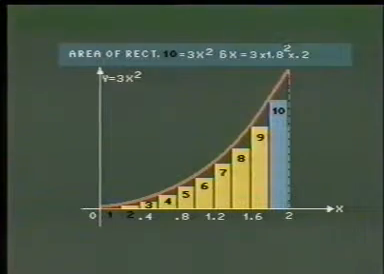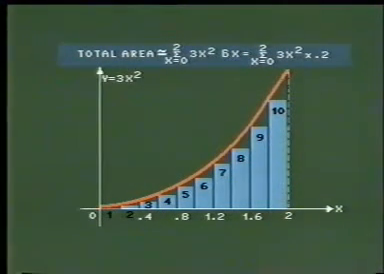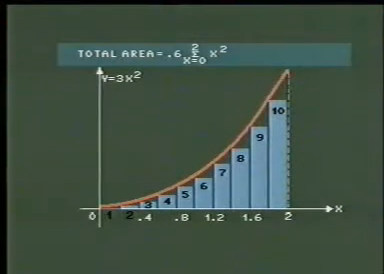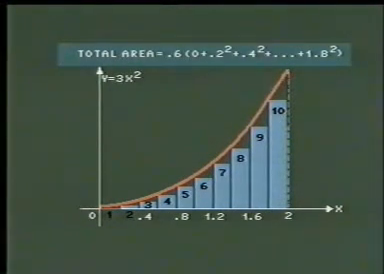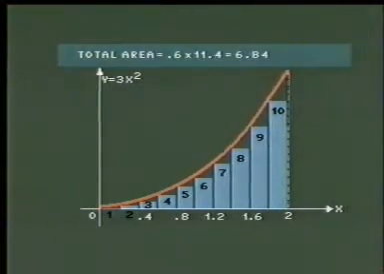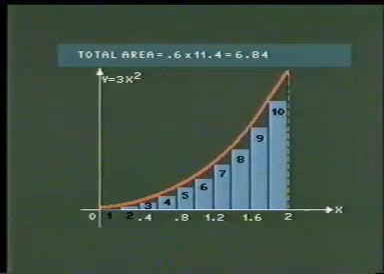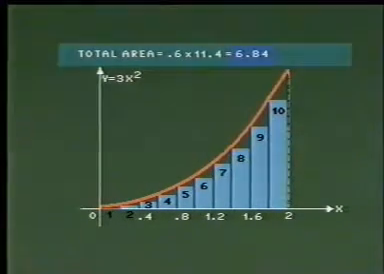Therefore, the total area is approximately equal to sigma 3x square delta x, x varies from 0 to 2, which is equal to sigma 3x square into 0.2, which is equal to 0.6 into sigma x square, which is equal to 0.6 into 0 plus 0.2 square plus 0.4 square and so on plus 1.8 square, which is equal to 0.6 into 11.4, which is equal to 6.84.